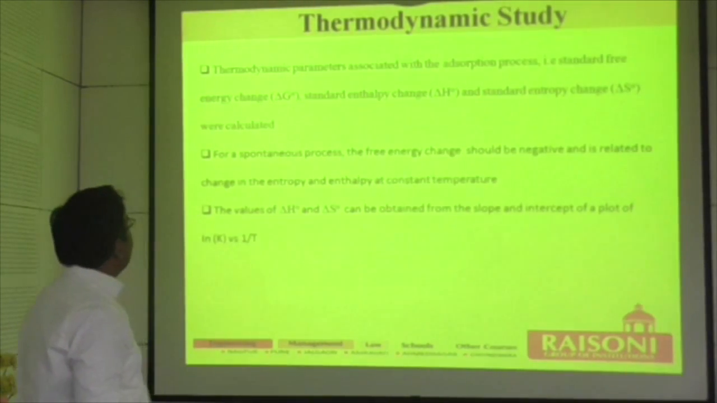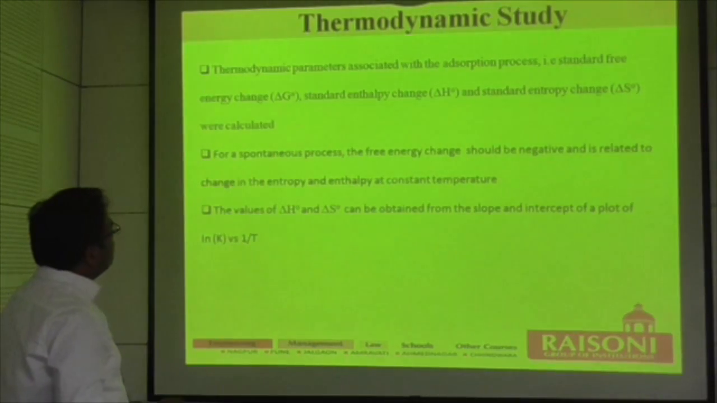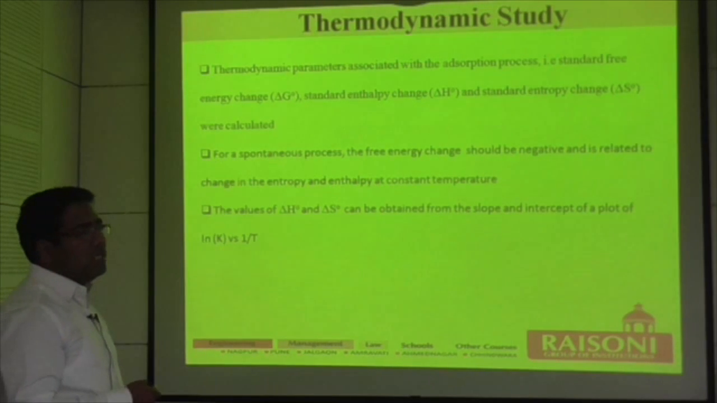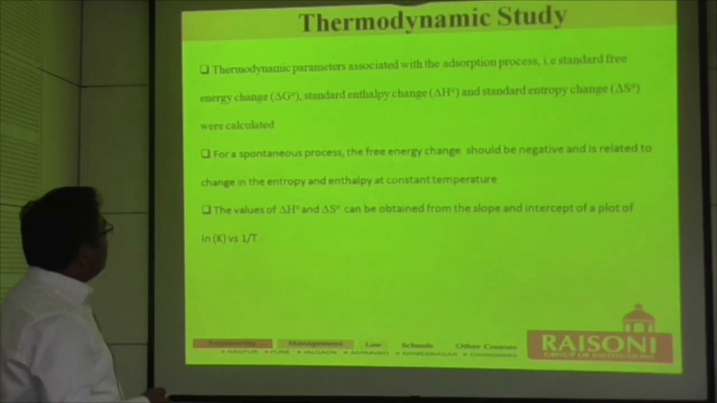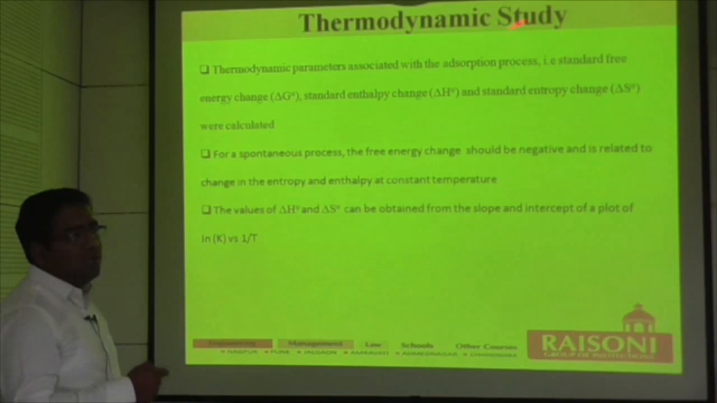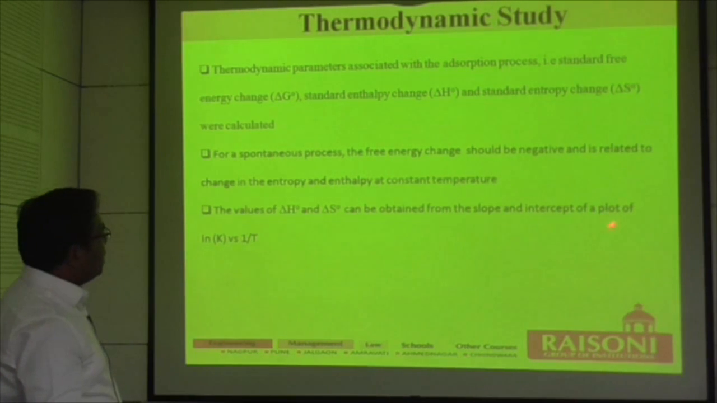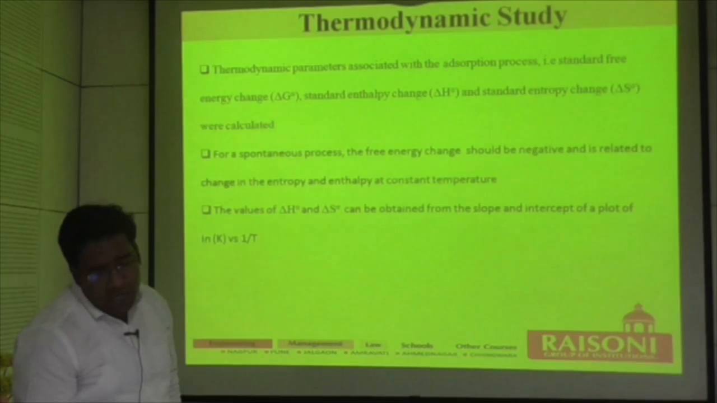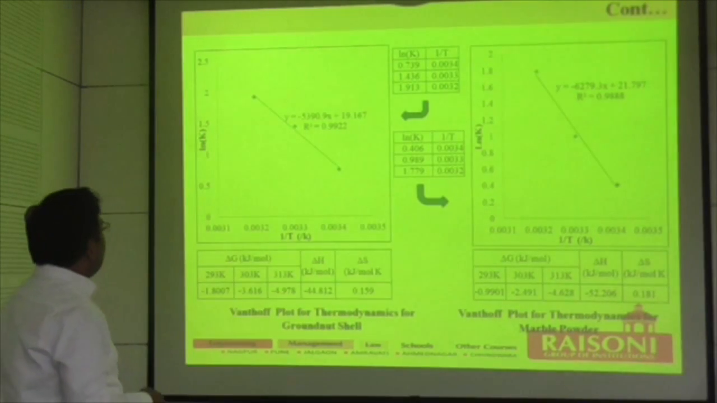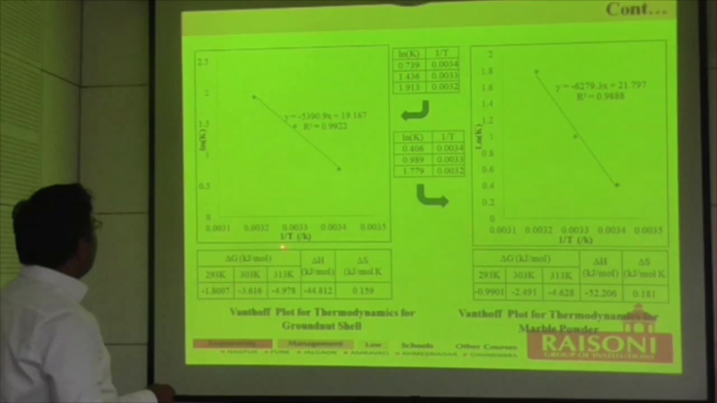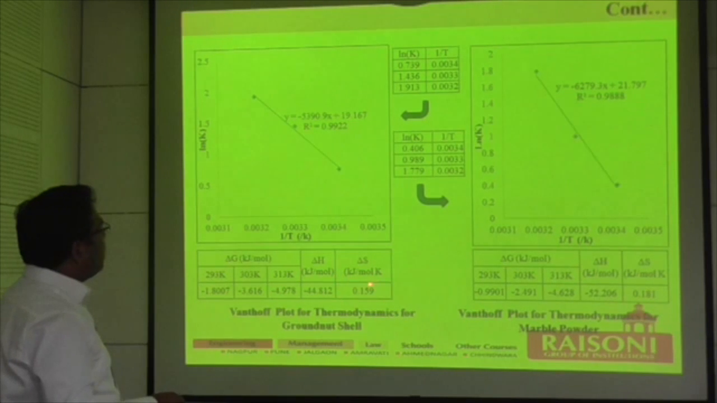And then the thermodynamic study. The thermodynamic parameters associated with the adsorption process are the standard free energy, delta G, which also gives energy, then the standard enthalpy change, delta H, and the standard entropy change, delta S. From these values, we can identify whether it is exothermic, spontaneous or feasible. The values of delta H and delta S can be obtained from the slope and intercept of the plot of ln K versus 1 by T. The graph is plotted between 1 by T and ln K. From this, delta G is calculated, delta H is calculated, and delta S is calculated. What is K? K is the rate constant.